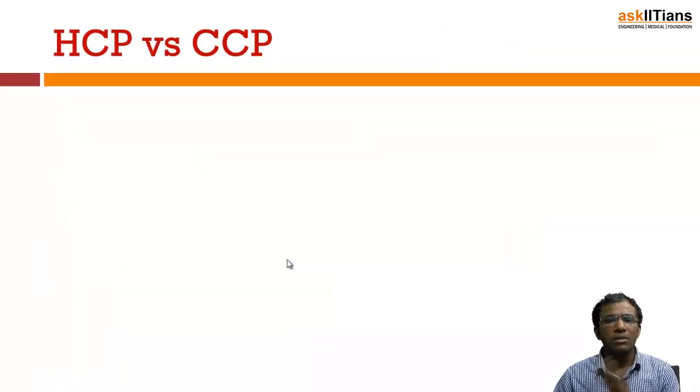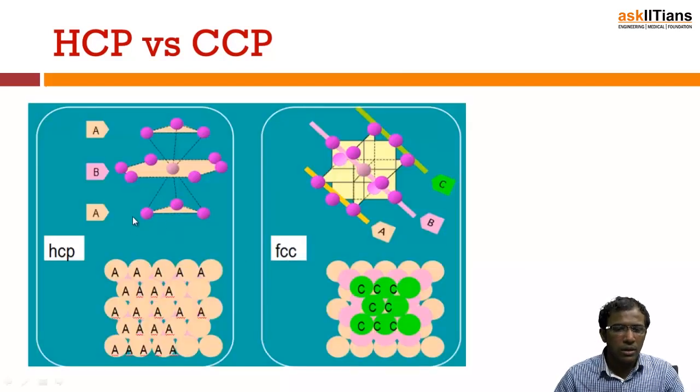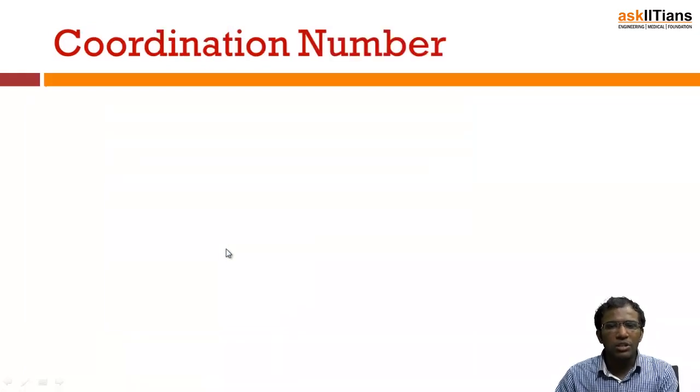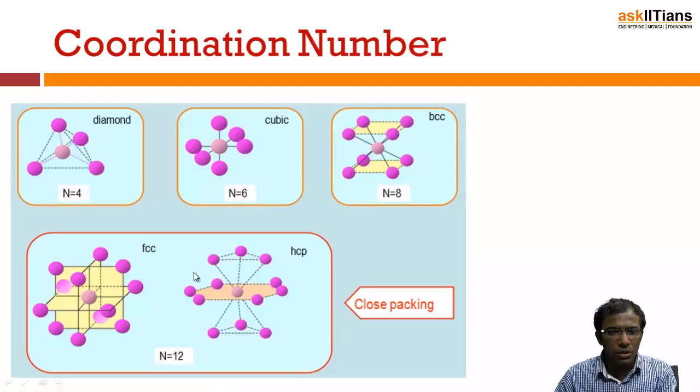So let's compare HCP versus CCP. Here we have ABA, so it is AB type, and this is ABC type. You can see this is the HCP type and this is the FCC type of arrangement. The coordination number is the number of nearest neighbors. For a tetrahedral, we have 4 nearest neighbors, so the coordination number is 4. For simple cubic, the coordination number is 6, for body centered cubic BCC it is 8, and for FCC as well as HCP, the coordination number is 12.